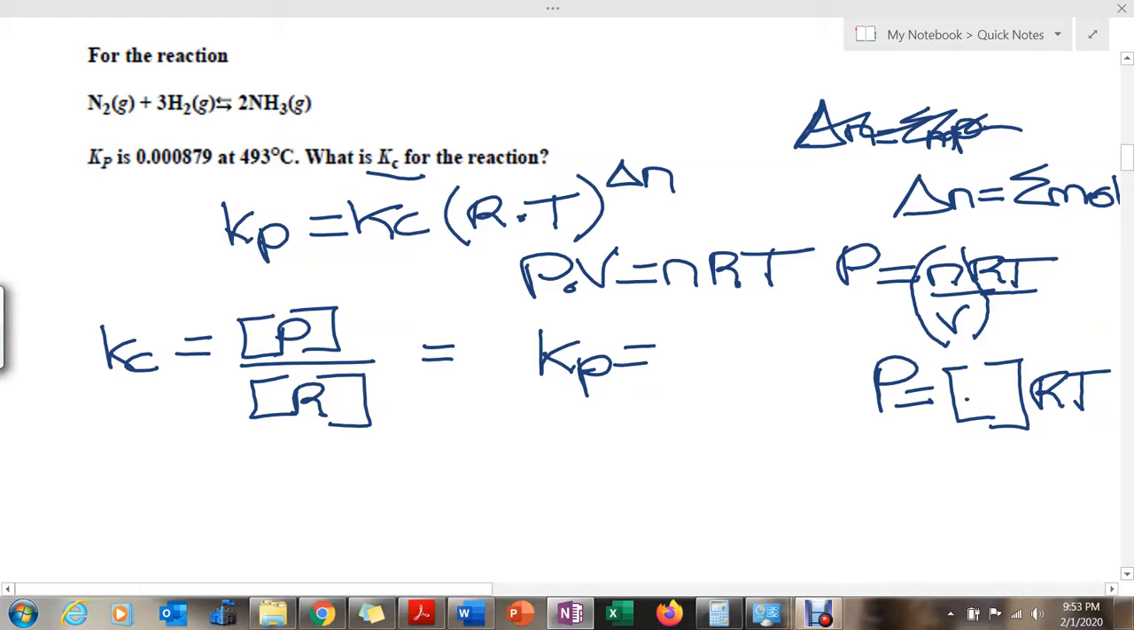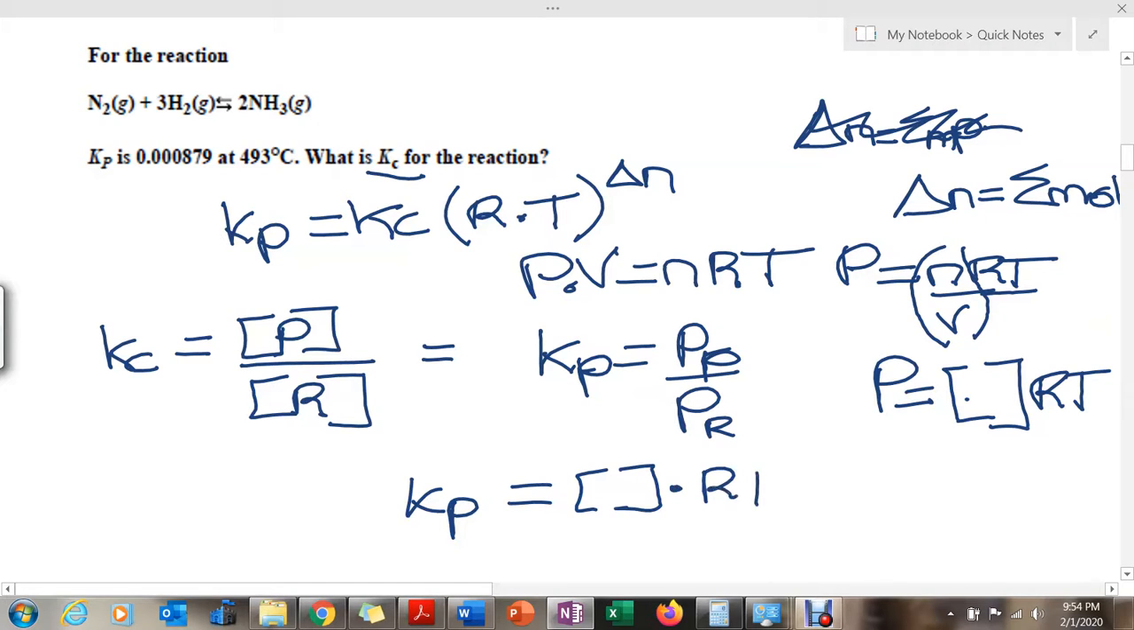Because this Kp would be the pressure of the products, sorry, divided by the pressure of the reactants. And that means that when you plug in the Kp, it's going to give you the concentration times RT, and so on. So the expression for the concentration is the Kc. Conclusion: it comes from using this equation, no more complications.